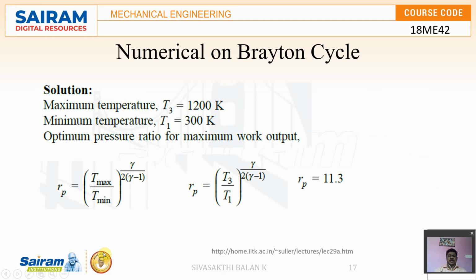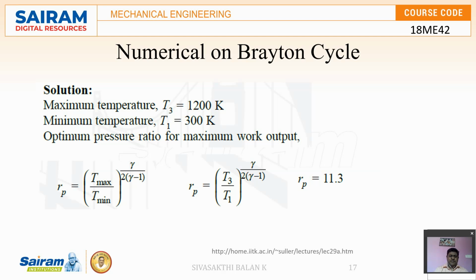First we write down all the data given in the problem. The first is the maximum temperature. From the TS diagram we know that the maximum temperature will be T3, and the minimum temperature is T1, that is 300 Kelvin. Then they have clearly mentioned that the pressure ratio is the optimum pressure ratio. Optimum pressure ratio is when the net work done will be the maximum, and also the efficiency of the cycle will be maximum. That is the basic definition of optimum pressure ratio.